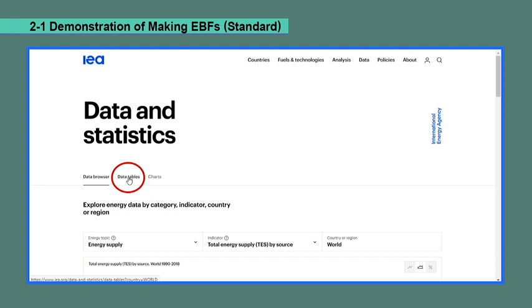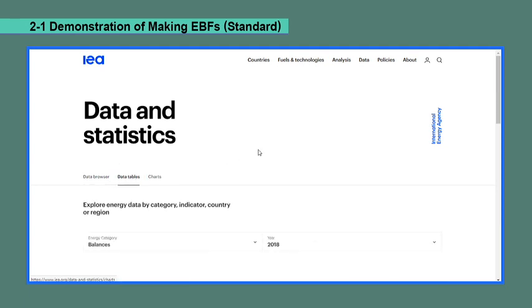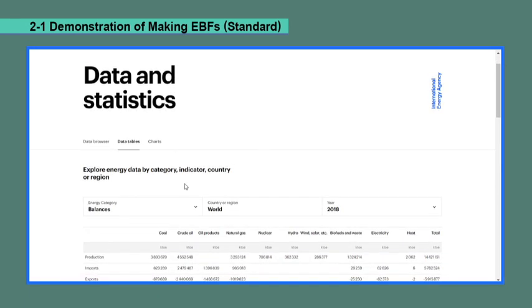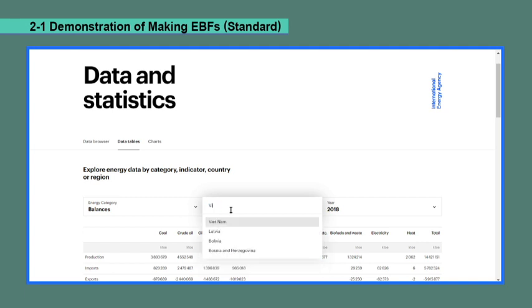On the IEA website, go to Data and Statistics. Find the Data Tables tab and click it. You'll see balances, World, and 2018. Change World in the middle to Vietnam.